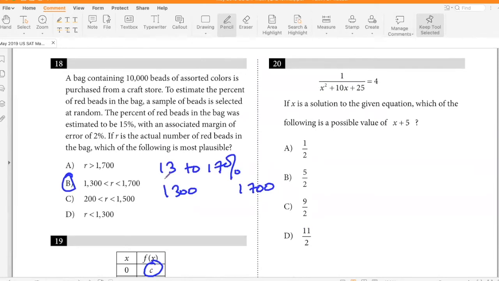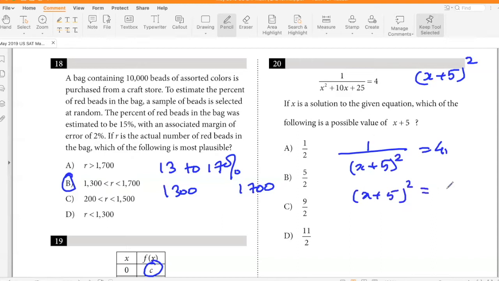If x is a solution to the given equation, which of the following is a possible value of x plus 5? Okay, so the denominator here is (x plus 5) whole squared, right? Because x squared plus 10x plus 25. So when you expand (x plus 5) whole square, you get that. So I can say 1 over (x plus 5) whole squared is 4. So (x plus 5) whole squared is 1 over 4. So x plus 5 can be plus or minus 1 over 2. So one possible value of x plus 5 is 1 by 2.